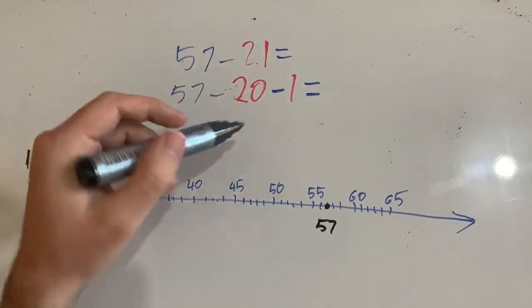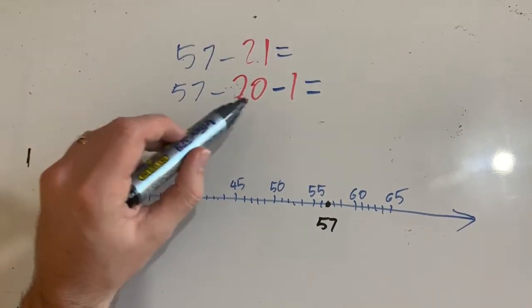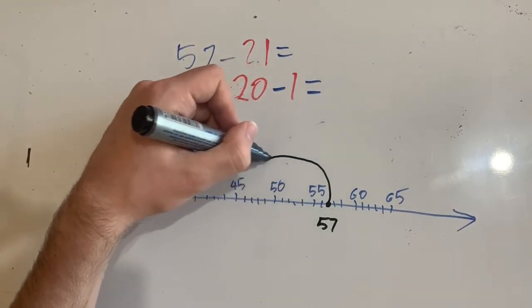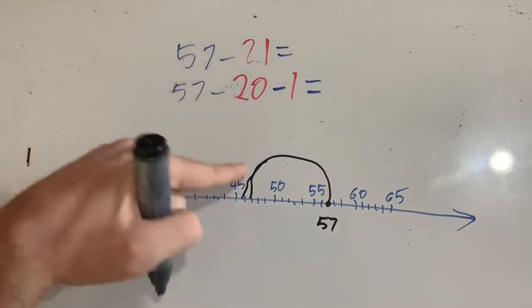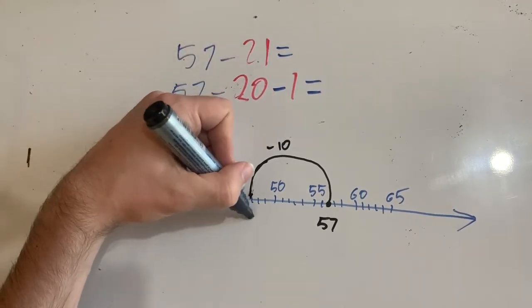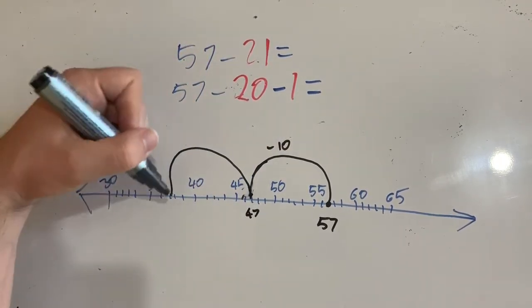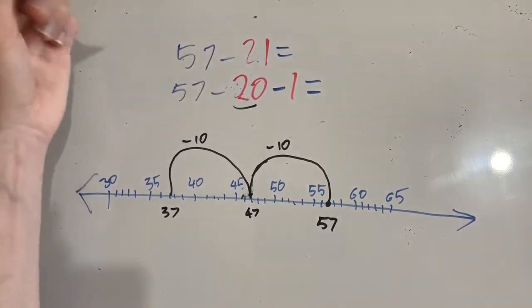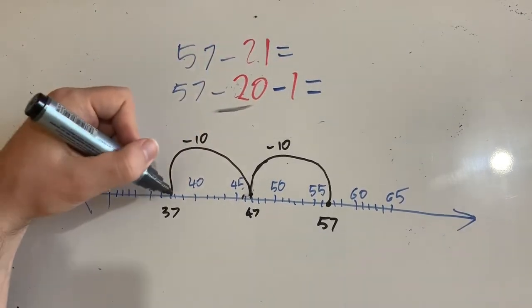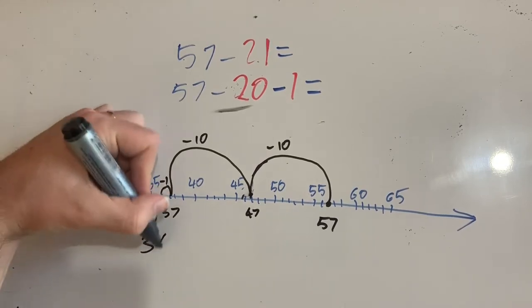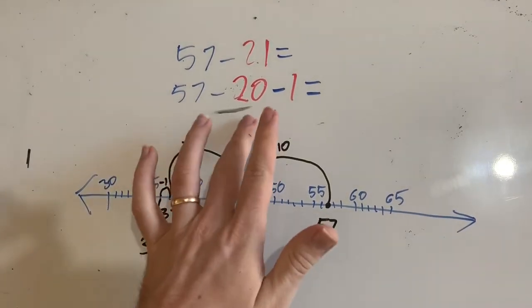And I'm going to jump back in two lots of 10, because this is two tens. It's easy to jump back in two tens. Taking away 10 to get to 47, and taking away another 10 to get to 37. Now I've dealt with this 20 and I need to do the 1 now. Now I just take away 1. That's just a little jump there, which leads me to 36. That's exactly what I did here. I've just visualized it.